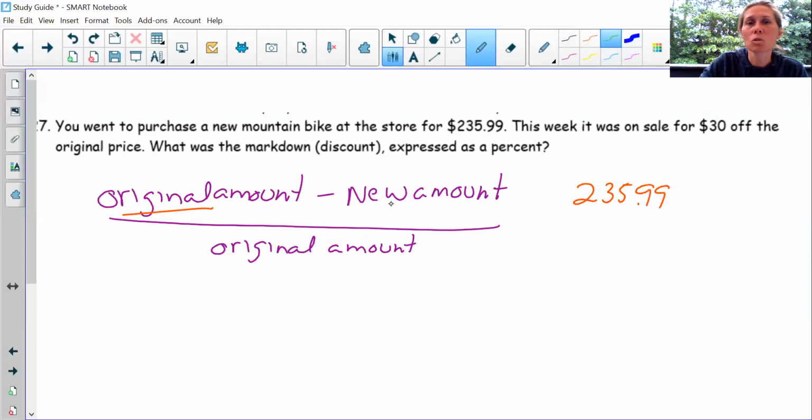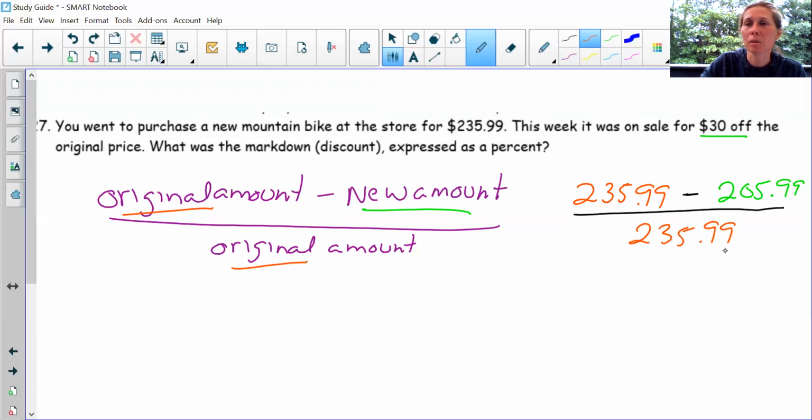All right, so what was the original amount? The original amount was $235.99. The new amount with the $30 off, I got to take 30 from 235, and that's going to give me $205.99. And I'm going to subtract those two. Then I'm going to divide by the original amount, which is $235.99. So let's do it. Take $235.99, subtract $205.99 equals $30 divided by the original $235.99.